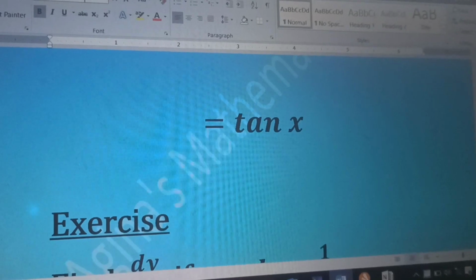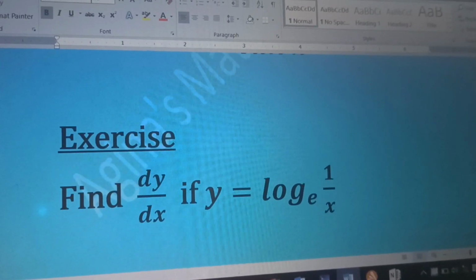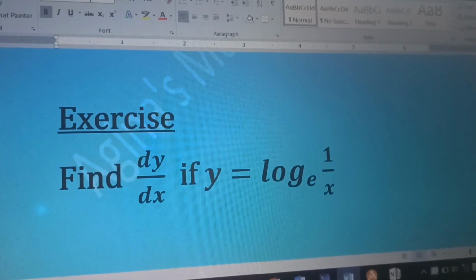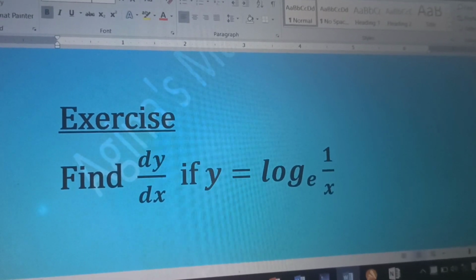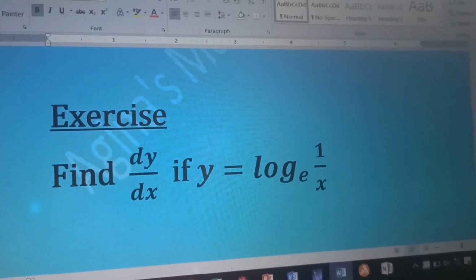I hope you understood what we did here. Please, you can practice with this exercise here. Find dy dx if y is equal to log 1 over x base e.